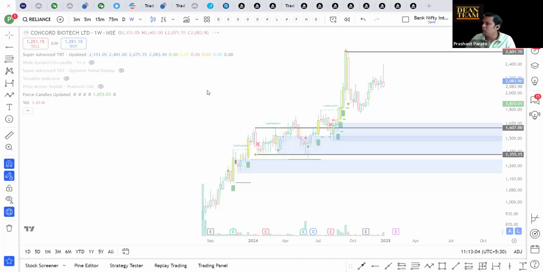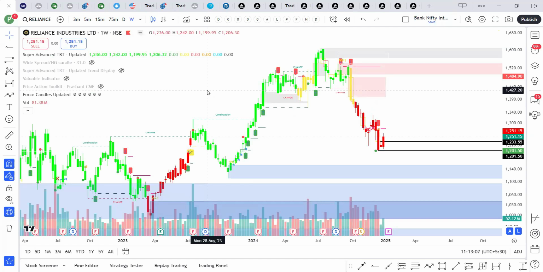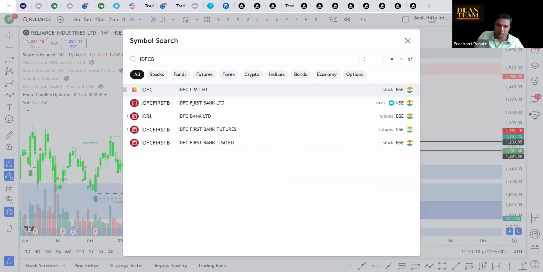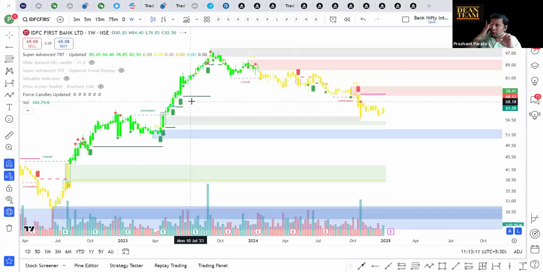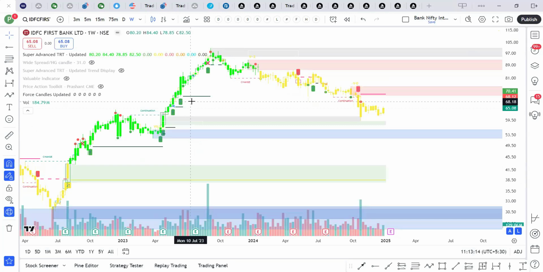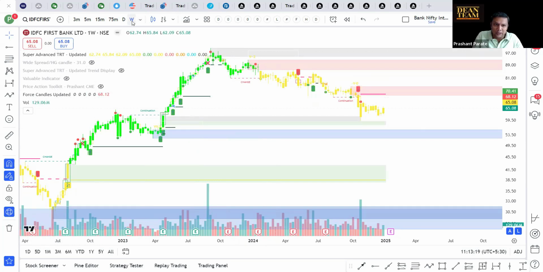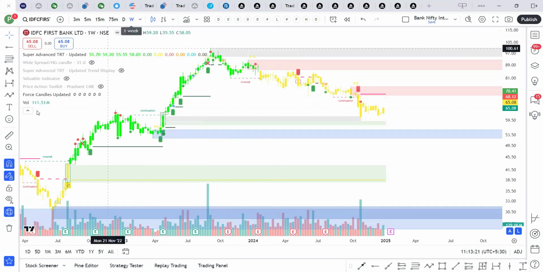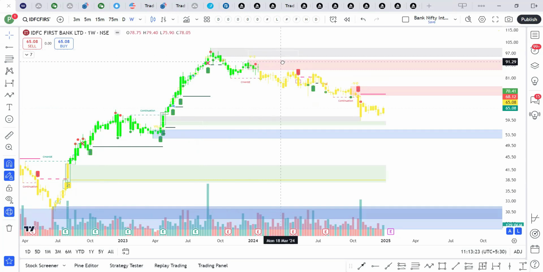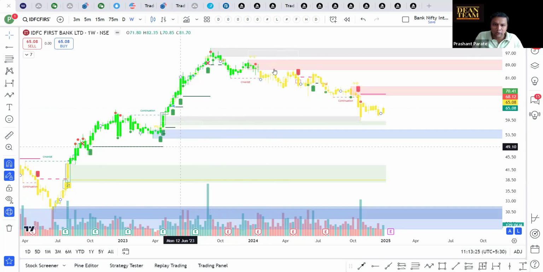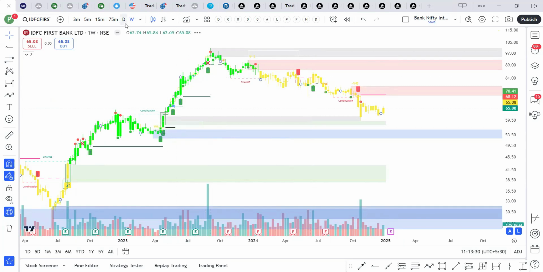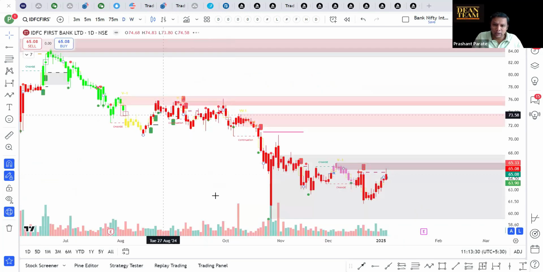Are you able to see the chart? Sorry, this is a very basic question I am asking. No problem. Are you able to see the chart? Yes, I can see now. So this is a weekly chart. If the chart is a weekly chart, then the zones will be weekly zones. If the chart is a daily chart, then it will be a daily area.